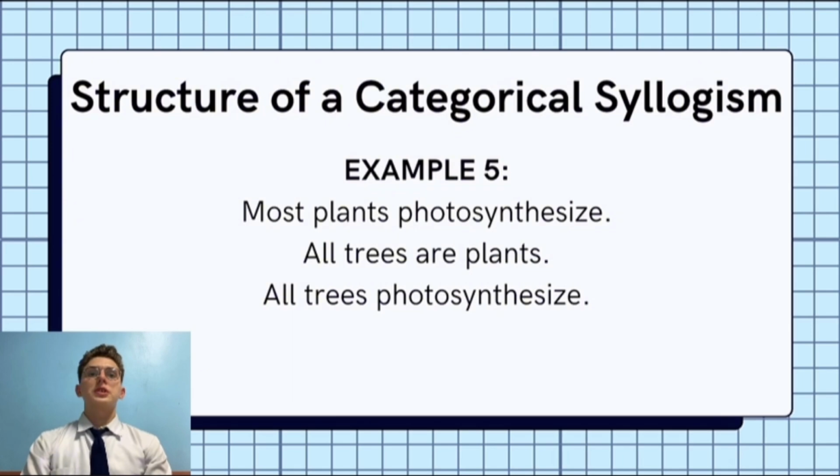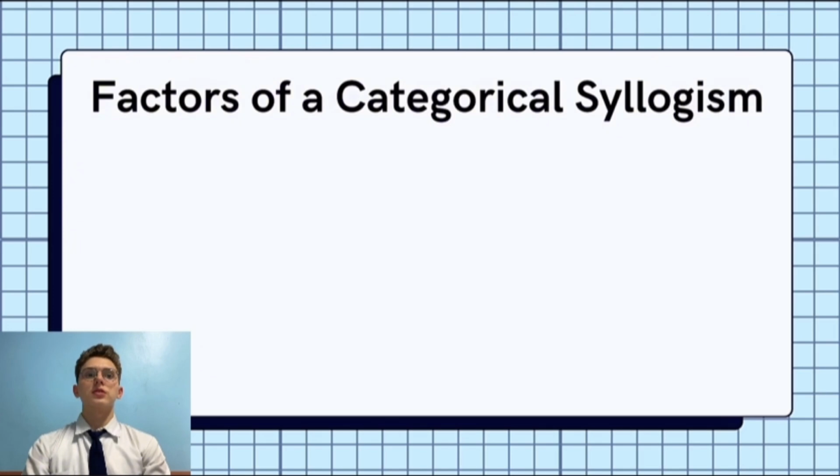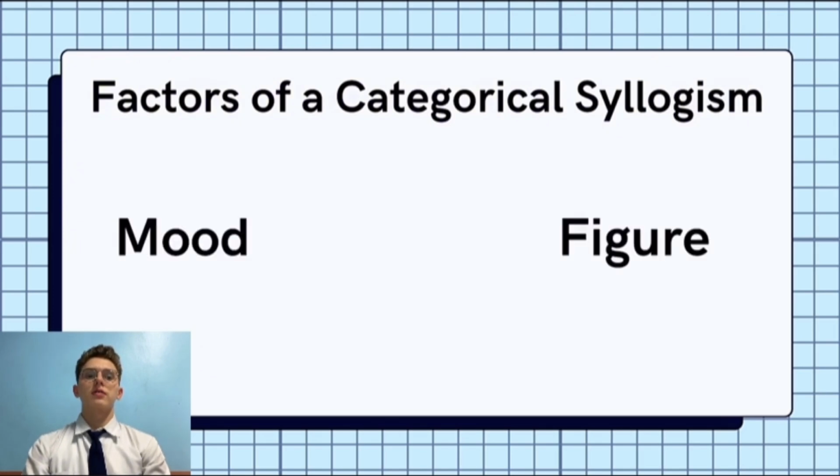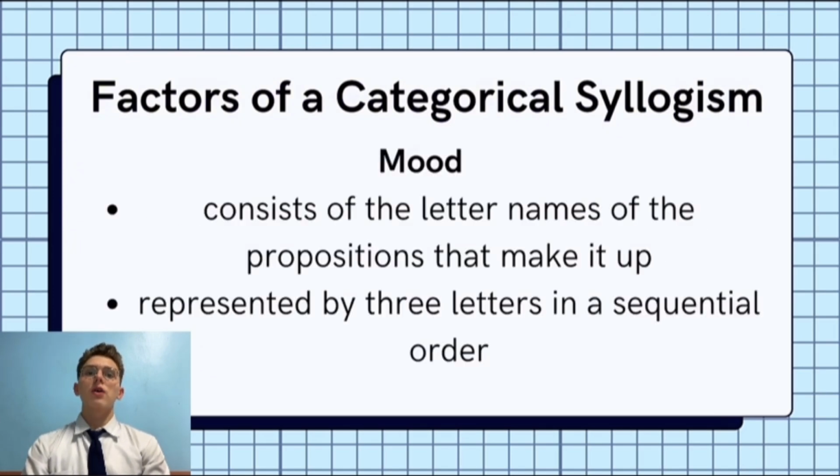After a categorical syllogism has been put into standard form, its validity or invalidity may be determined through the inspection of the form. The individual form of a syllogism consists of two factors, mood and figure. The mood of a categorical syllogism consists of the letter names of the propositions that make it up. The mood of every syllogism is represented by 3 letters in sequential order.